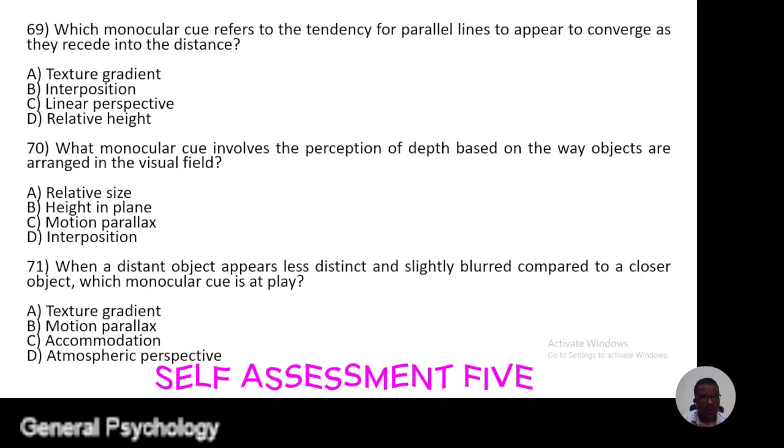71. When a distant object appears less distinct and slightly blurred compared to a closer object, which monocular cue is at play? A. Texture gradient. B. Motion parallax. C. Accommodation. D. Atmospheric perspective.